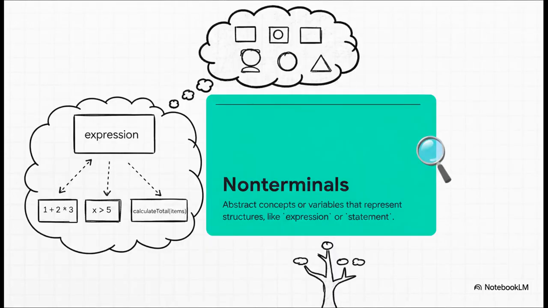Then, on the other hand, we have non-terminals. Now, these aren't the concrete symbols, they're the abstract concepts. They're variables that represent bigger structures, like an expression or a statement. You'd never type the word expression directly in your code, right? Instead, it's a placeholder for all the different kinds of things that could count as an expression.